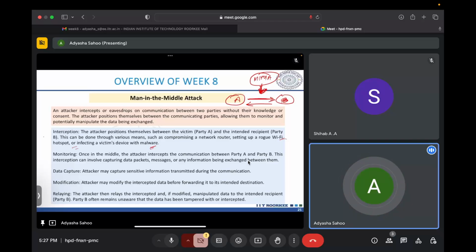So interception means it will position itself in the Wi-Fi network. Then it will monitor, meaning it will eavesdrop and listen to what data is being communicated. Then it will capture the sensitive information that is being passed. Then it will try to modify the data, without the knowledge of the parties. If it modifies the data, then let's say A has communicated X here, but the information that is received here will be X dash.